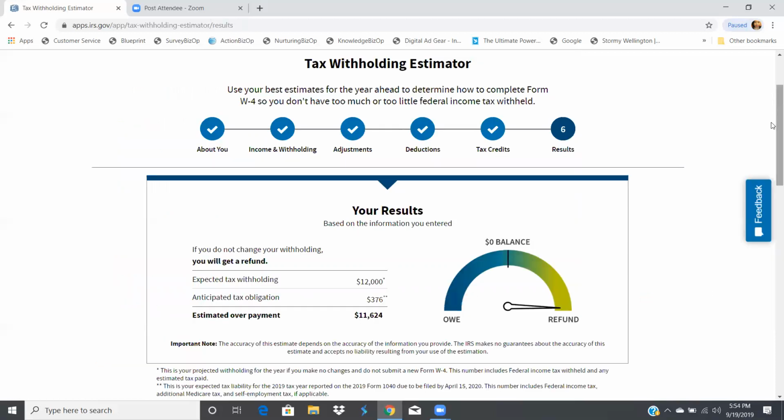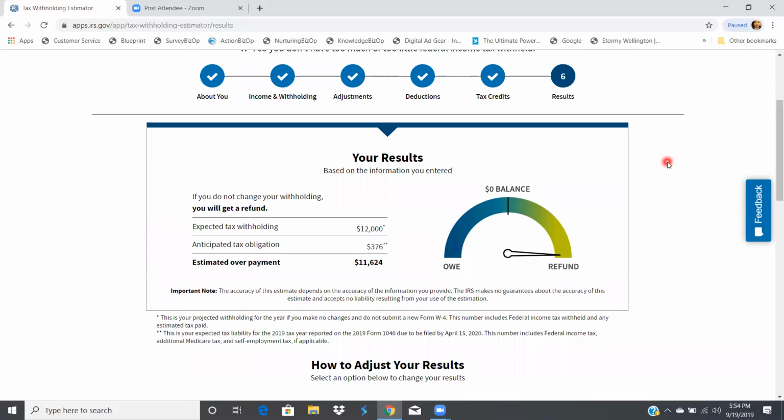Now we're getting to the results. This is the end. And basically what the IRS is telling you is that based on the information that you put in, they're telling you what your anticipated tax obligation is going to be. So basically what they're saying is based on my income, based on the number of dependents that I have, based on the fact that I have my child tax credit, and the fact that I have over $20,000 in just write-offs, business write-offs, and that's not even including other write-offs that I'm qualified for. But if I got $20,400 in write-offs, it's telling me that my tax obligation is $376.